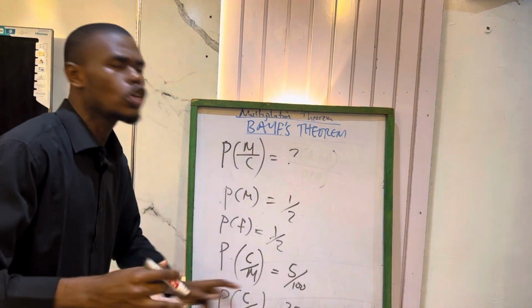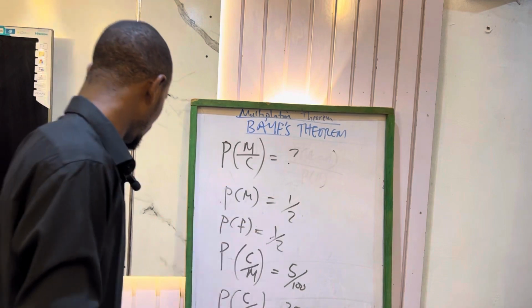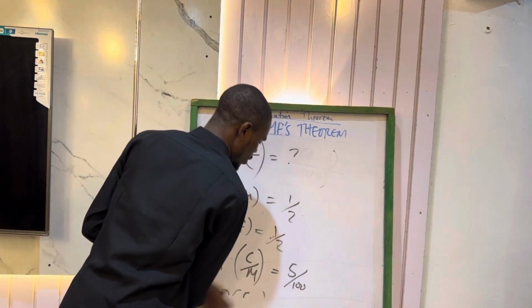So knowing all this, we can then go into our Bayes' theorem and solve straight. You get your answer. So for Bayes' theorem, the formula that we have, let that formula be in your head. Do you get?